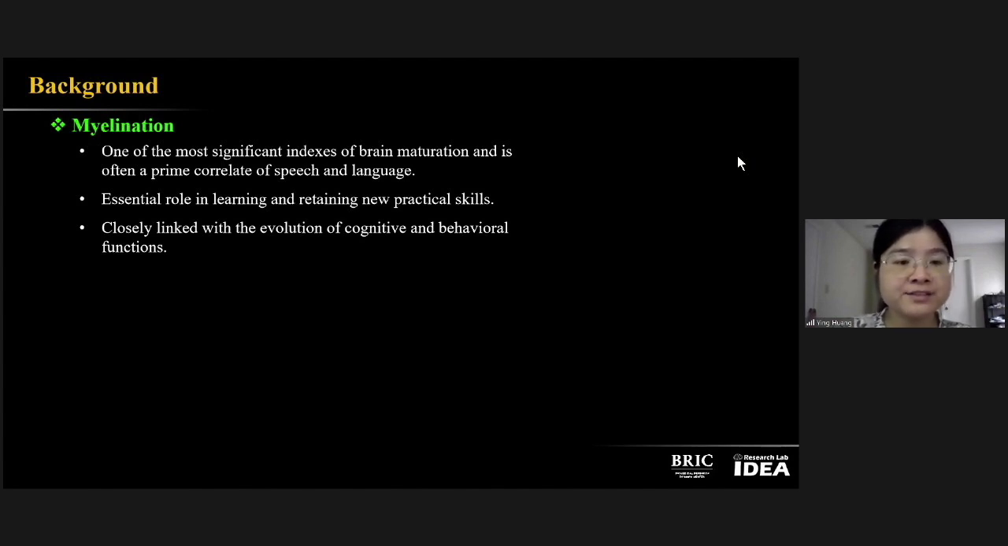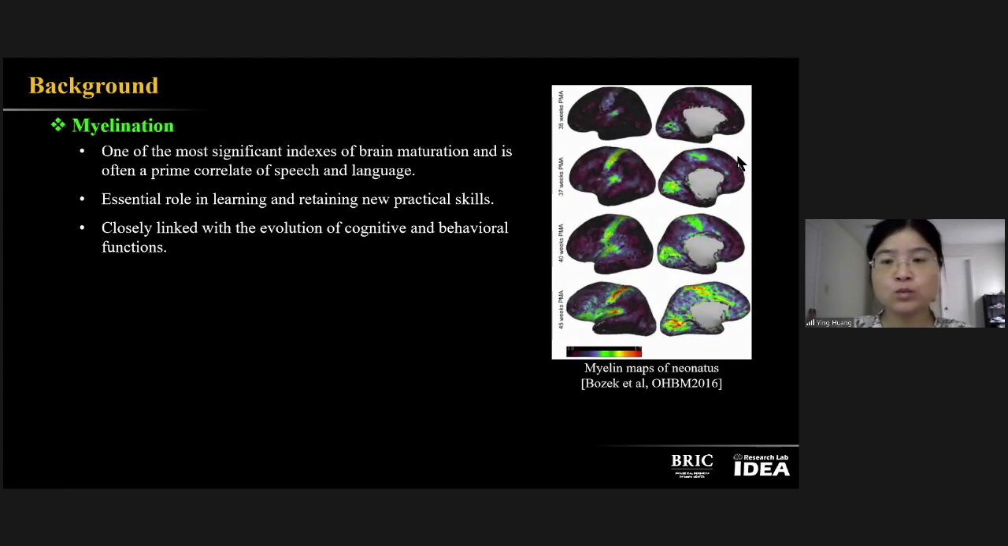It plays an essential role in learning and retaining new practical skills and is closely linked with the evolution of cognitive and behavioral function. In Bozek's work, a neonatal myelin map was shown on the inflated cortical surface. It can be observed that myelin content in the neonatal brain increases with developmental age.